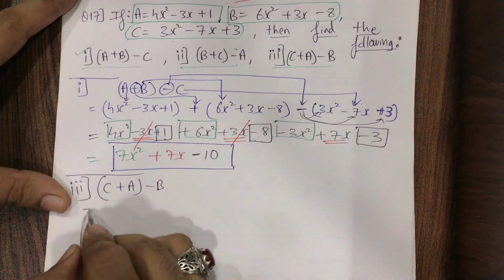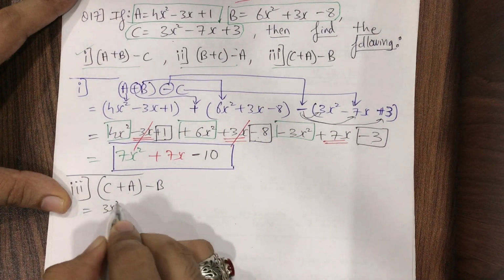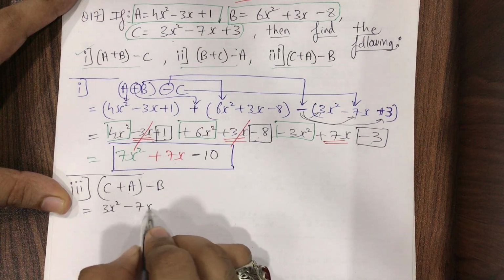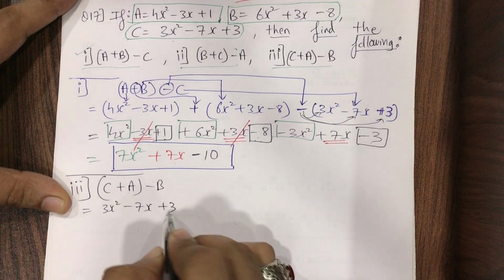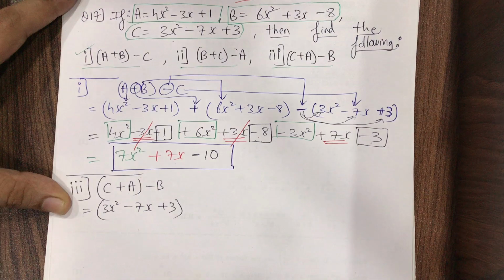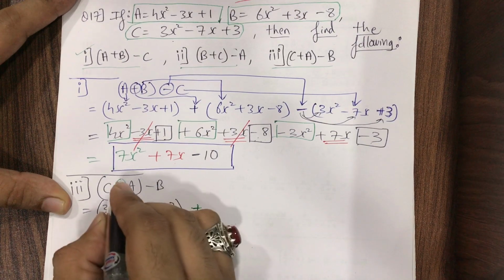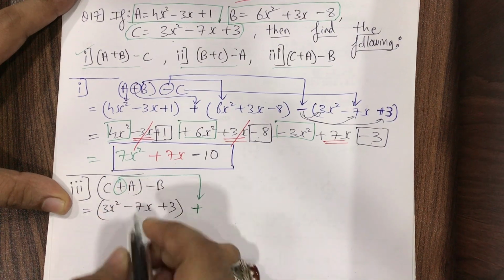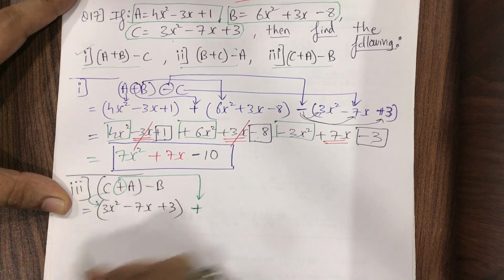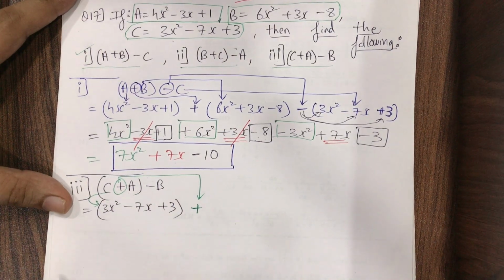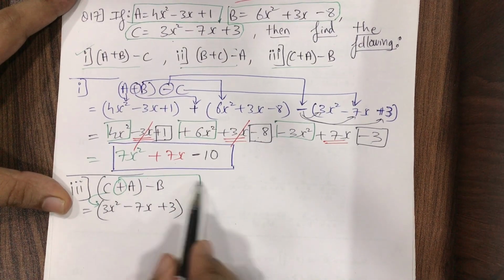Okay, so in the place of C, I'll put 3x square minus 7x plus 3. This is the value of C. In between I'll put plus. This plus is copied as it is over here. Then I have A. I wrote the value of C, and I wrote plus as it is.